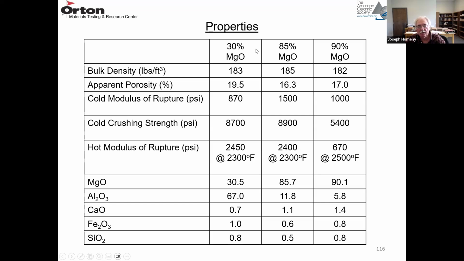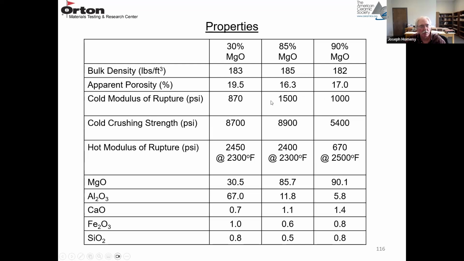So these are some spinels with different MgO contents: 30, 85, and 90. So these last two, 85 and 90% MgO, are really enriched. So the bulk densities are about 180, 185 pounds per cubic foot. These are typical porosities from about 16 to 20%. You can see the cold MORs and the cold crushing strengths are rather good.